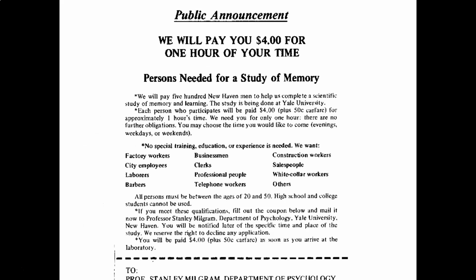So this was his advertisement. You could see it's a public announcement. We'll pay $4 an hour for your time. And the interesting thing here is that he describes the study as persons needed to study memory, when it had nothing to do with that. Okay, and you could read through that and see the different types of people he was looking for. And at least there was an age range here between the ages of 20 and 50. So no one under the age of 20. High school students and college students were not able to be used, which is good.